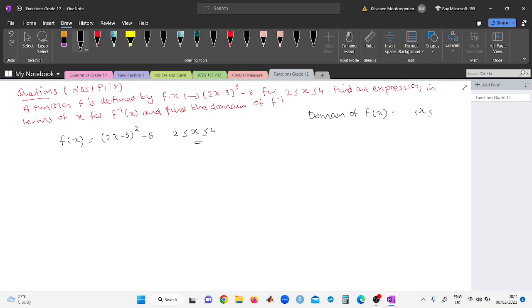Donc après, vous pouvez écrire que what is the domain of f of x? X lying between 2 and 4 inclusive. Okay, this is the domain. Now I have to calculate the f inverse of x. So let y be equal to 2x minus 3 take to the power of 3 seulement. Yes. Okay, to the power so 2x minus 3 bracket cube minus 8. I have to make x the subject of formula. Make x the subject.